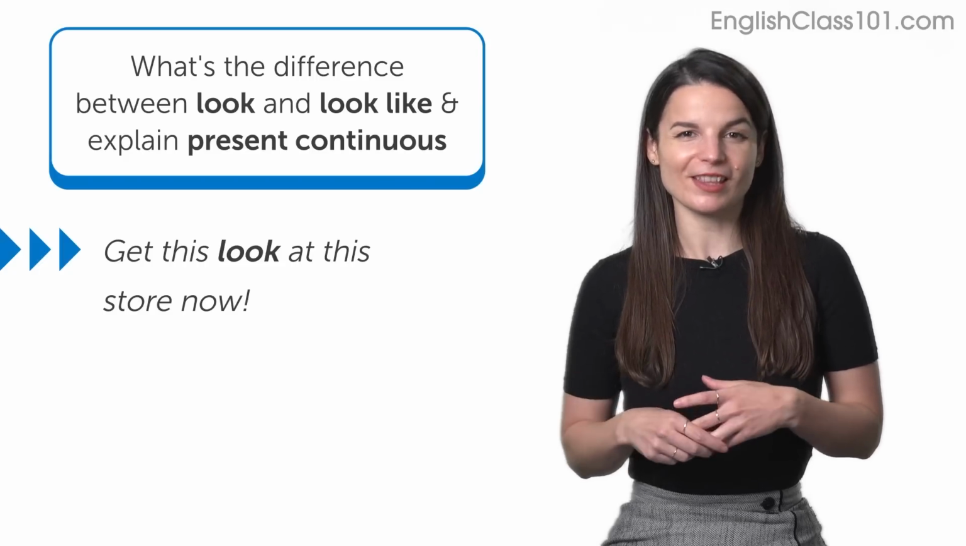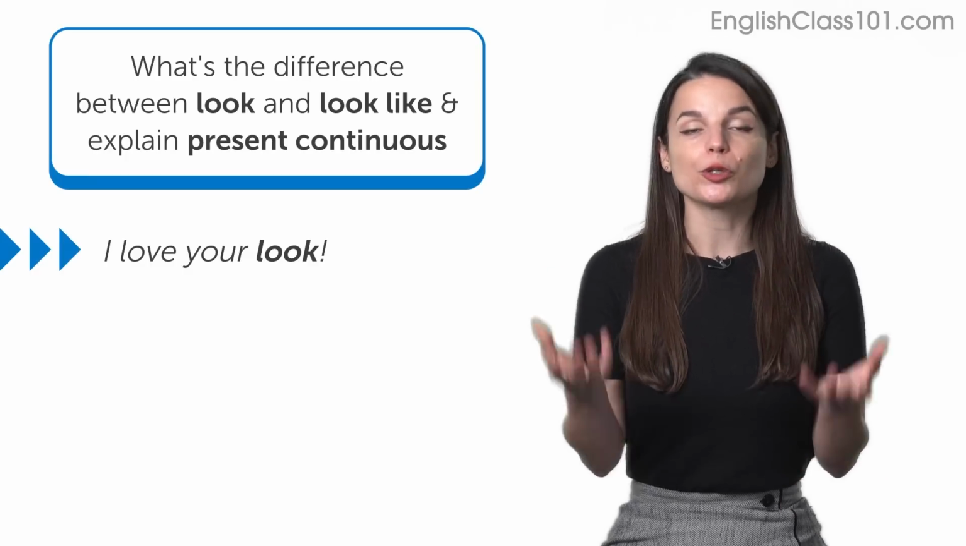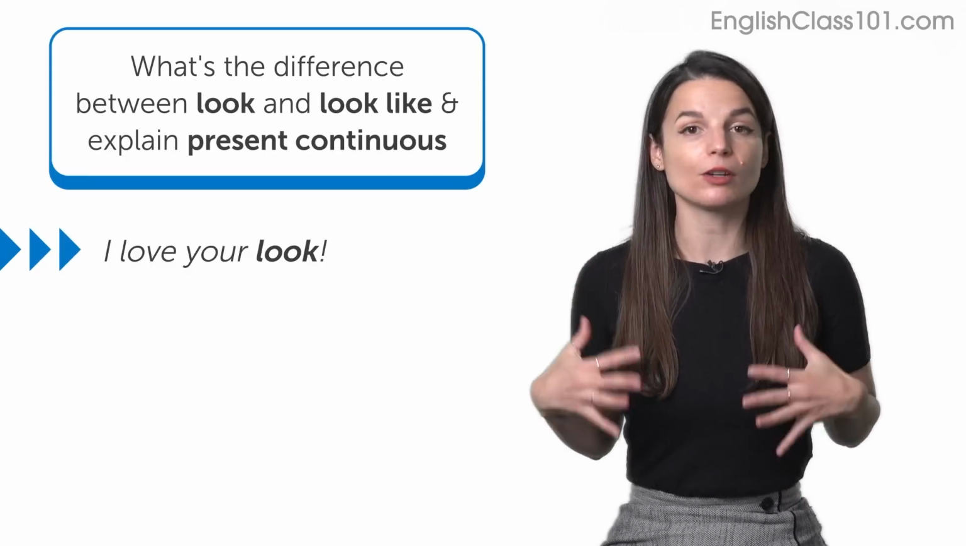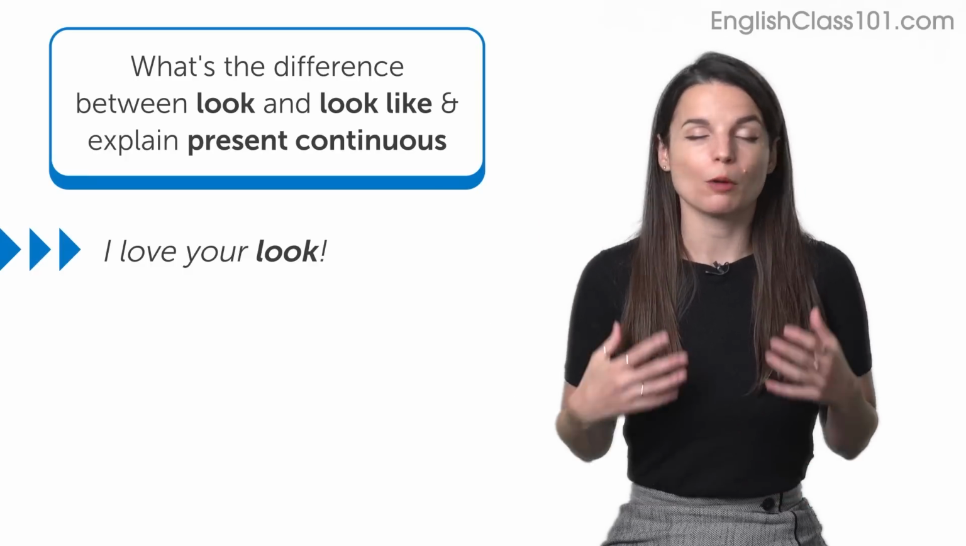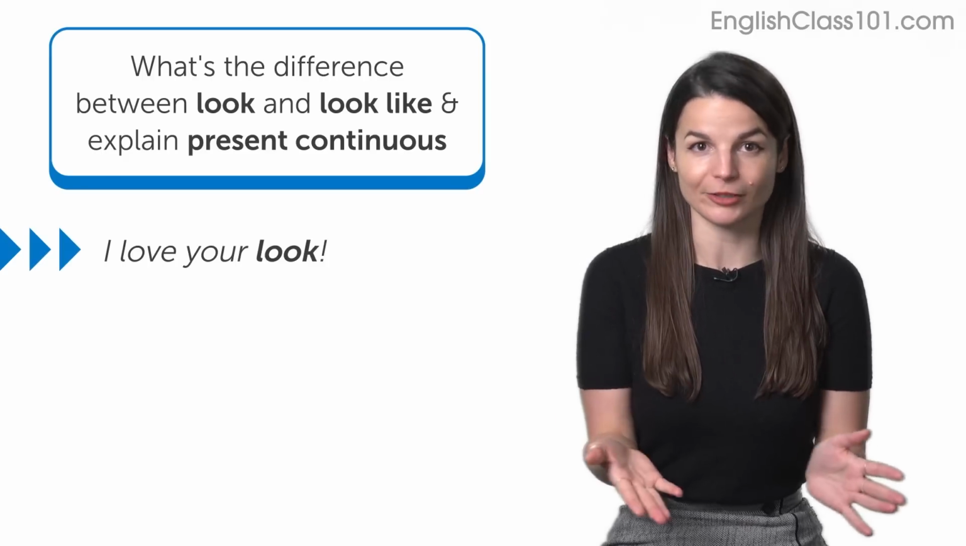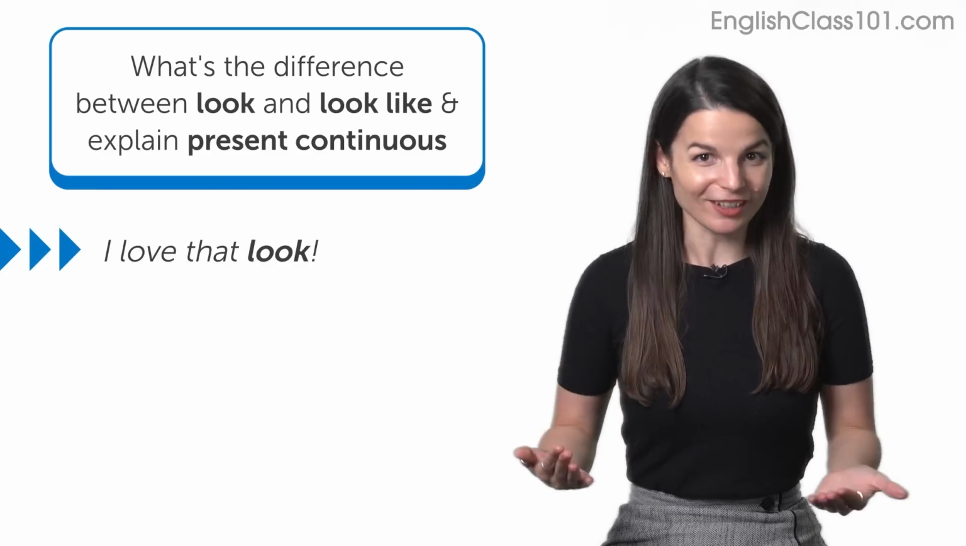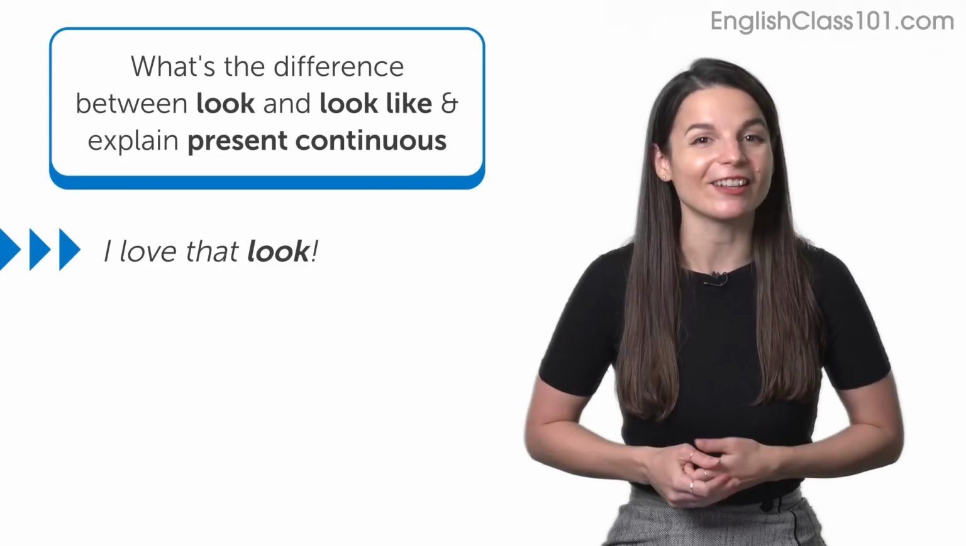So when you see something that says, get this look, or I love your look, it refers to someone's style, their appearance in terms of their clothes, or maybe as well their hairstyle for the day. So when someone says, oh, I love your look, or I love that look, it means that they like the way you appear. They like your appearance, or they like your style in some way.